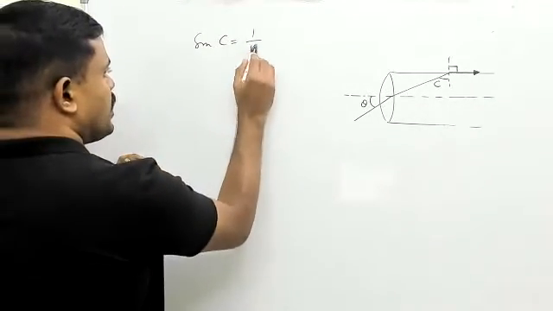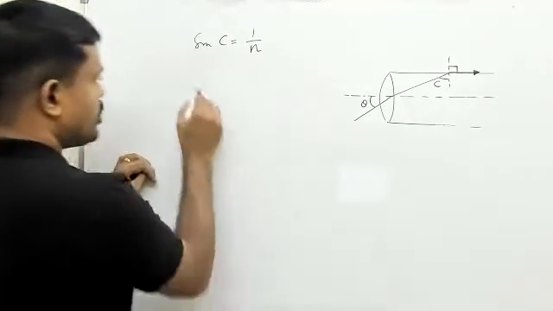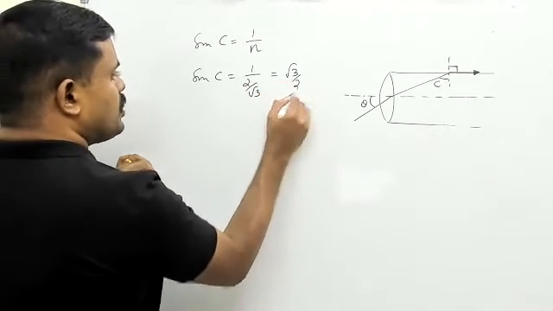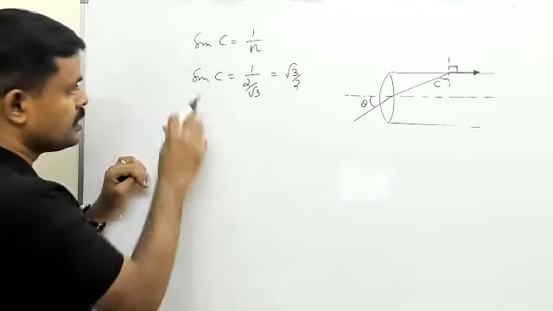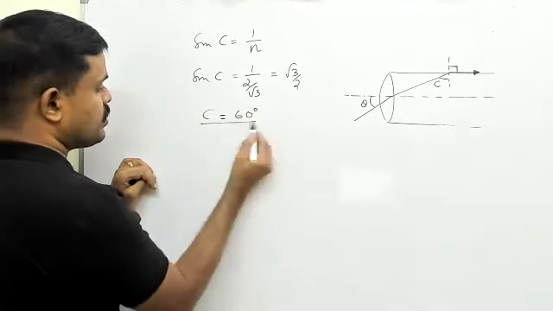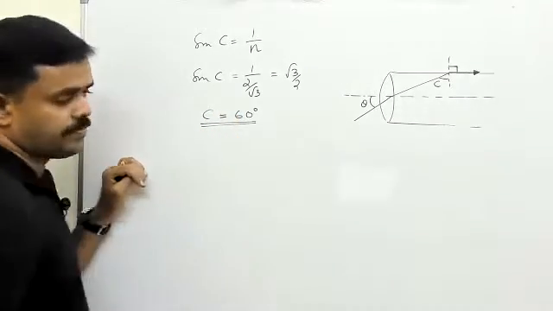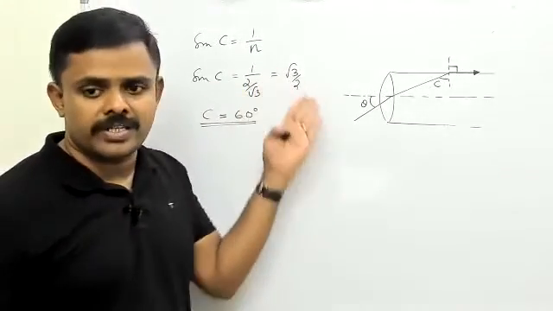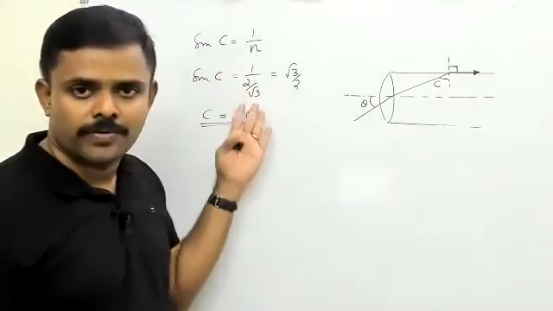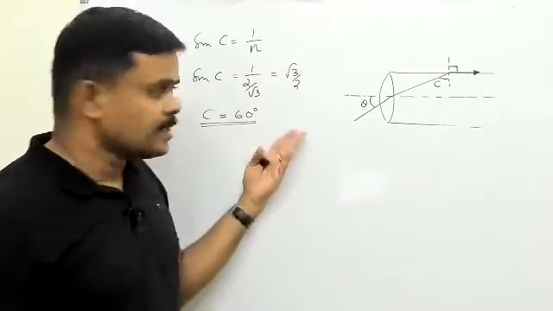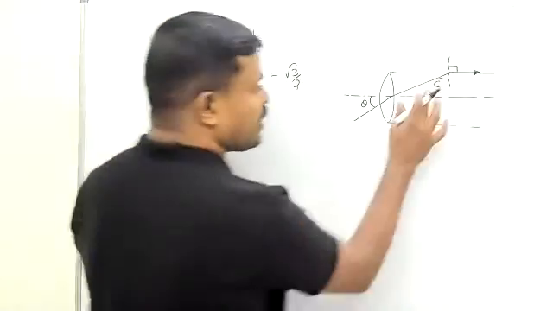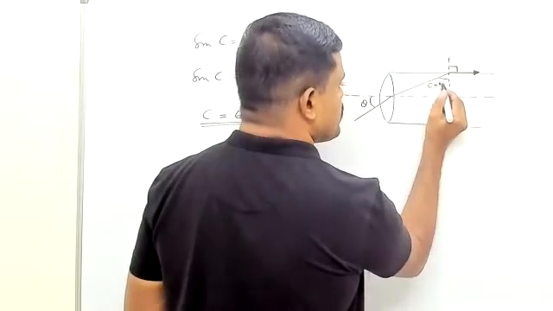Sin C is equal to 1 by n. Refractive index is given? Yes, 2 by root 3. So sin C is equal to 1 by 2 by root 3. So taking reciprocal, you get root 3 by 2. Sin C is equal to root 3 by 2 would imply that C is equal to 60 degrees. So critical angle I got, it is 60 degree. Since refractive index is given, it's easy to find out critical angle. I use my relation sin C is equal to 1 by n. Root 3 goes to the numerator, root 3 by 2. So my critical angle is equal to 60.